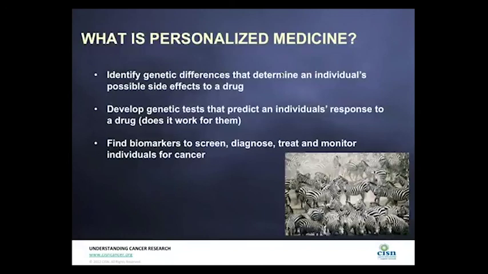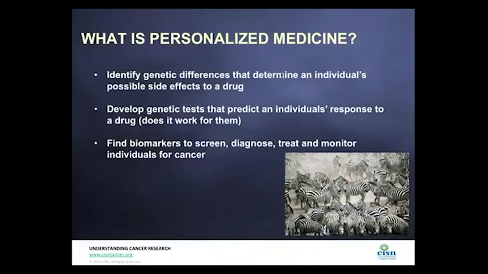They'll also find biomarkers to screen, diagnose, treat, and monitor your cancer. And if you look at that image below of the zebras, they all look alike. They got black and white stripes. They look alike to me. But if you get real close, they all are different. So even though our DNA is 99% the same, that 1% makes us different, each different genomically from the other. And we have to find those subgroups. We have to find those biomarkers. We have to know what those are. And that's what personalized medicine is.